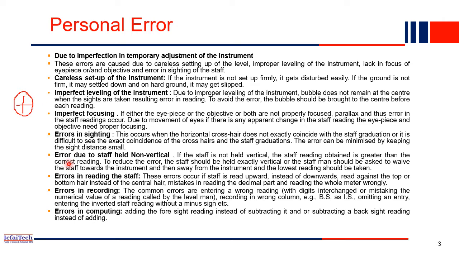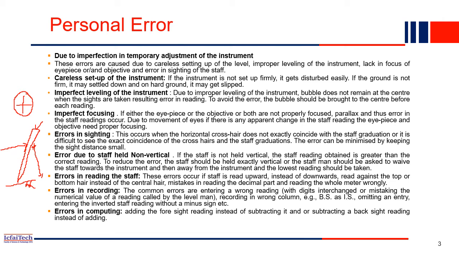Next one is error due to the staff not held vertically. The staff which one assistant is holding at the other end of the level instrument, if that is not held vertically, if the staff is inclined, then what will happen? So this is the ground surface and the staff is not vertical. The line of sight will come here, so basically the length will increase, is it not? So the length will increase. So how to resolve this, whether the staff is vertical or not?